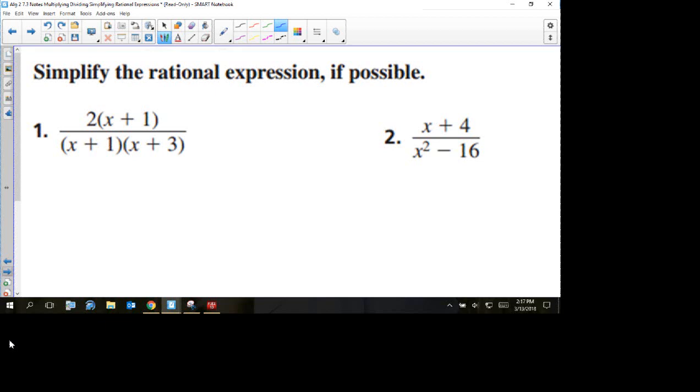We need to look at the domain restriction. So what can x not equal? You say x plus 1 cannot equal 0, so x cannot equal negative 1. X plus 3 cannot equal 0, so x cannot equal negative 3. Did my domain restriction. Carly, what's next?